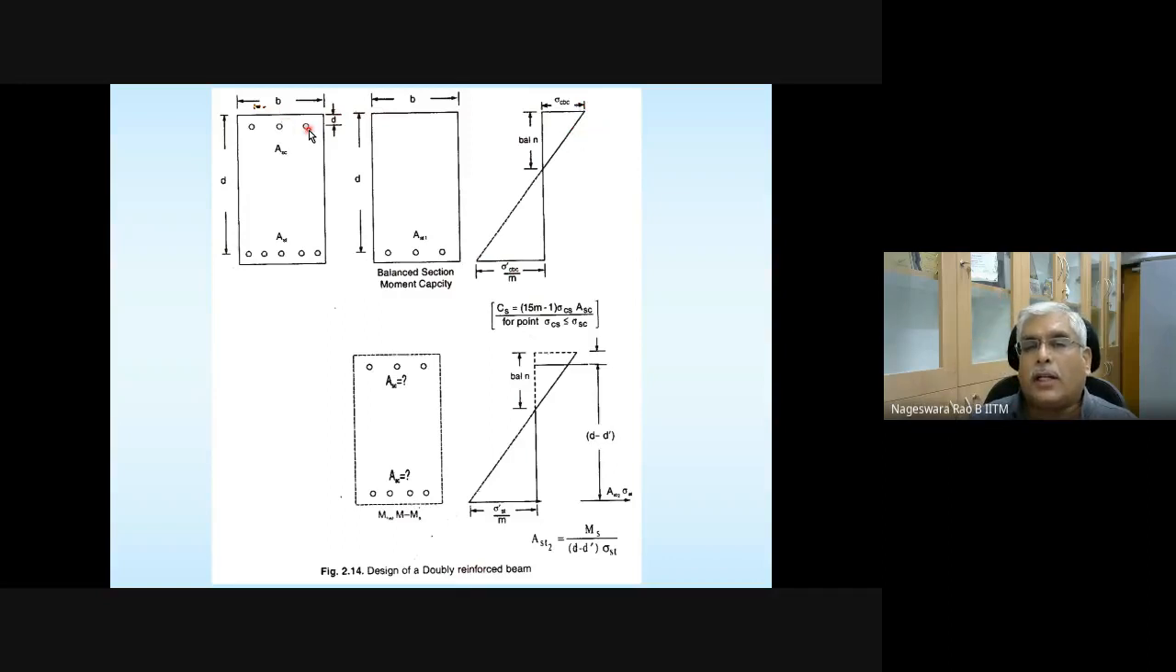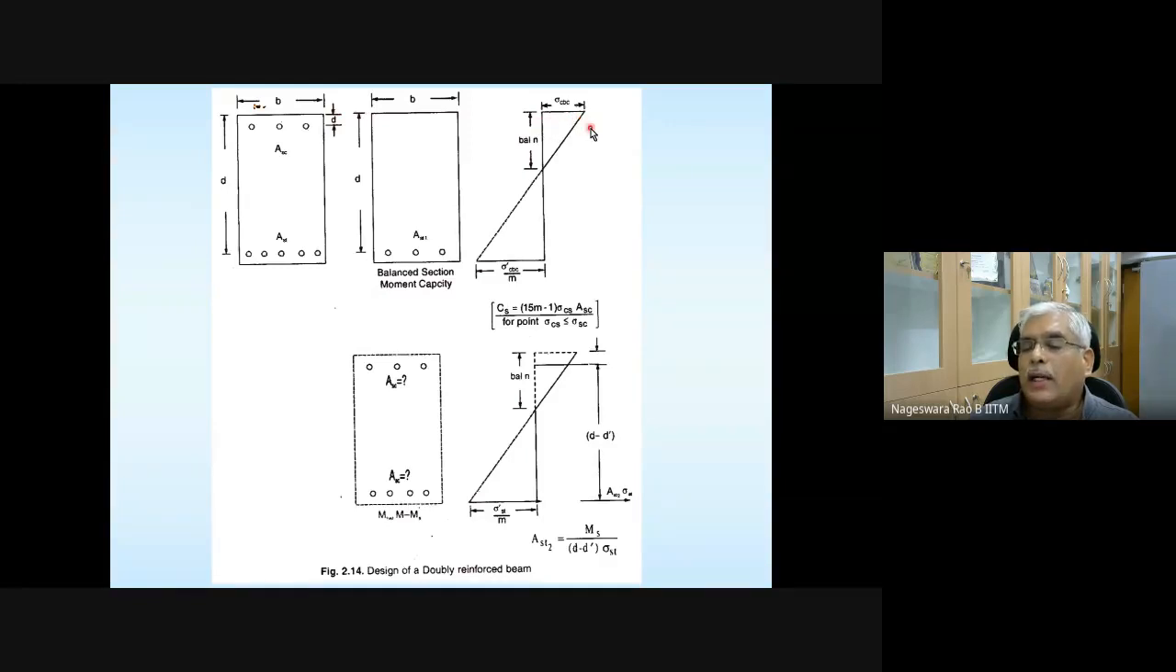Let's denote this stress at this level as sigma CBC prime. Sigma CBC prime is going to be sigma CBC divided by n multiplied by n minus d prime. So that is how you can actually find the stress in concrete at the level of compression steel.